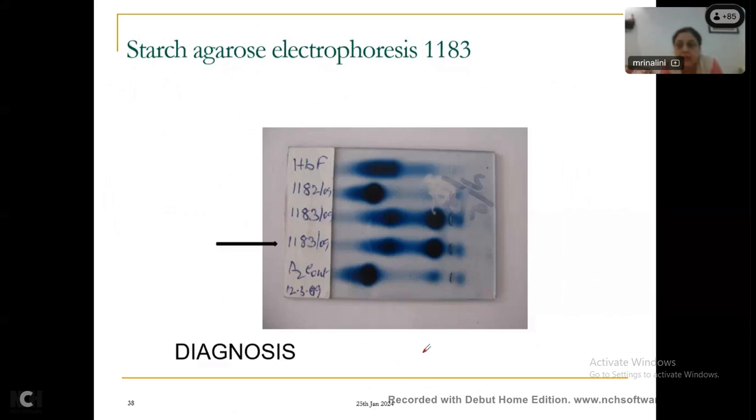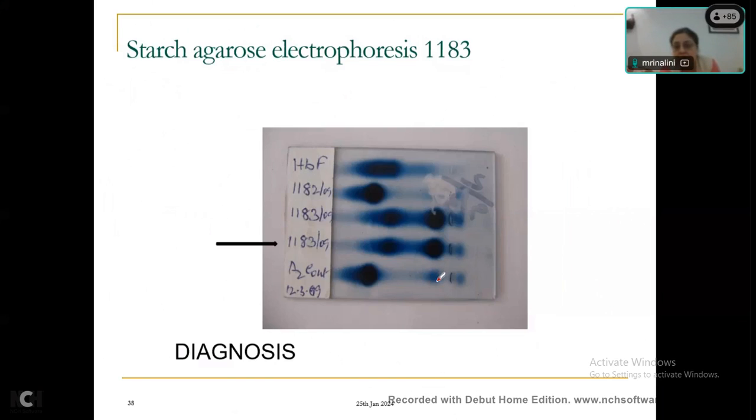Okay. So Ekta, do you agree with this, or do you have an alternate diagnosis before I discuss? I agree with her finding of CBC finding, peripheral blood finding, and electrophoresis. My diagnosis is beta thalassemia major. Okay. So let us discuss it.